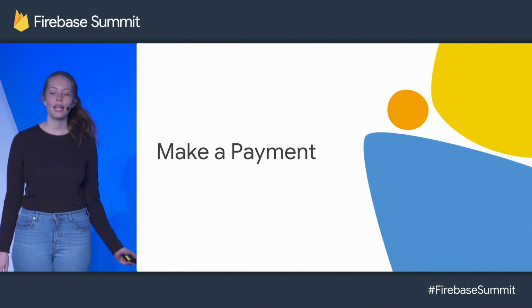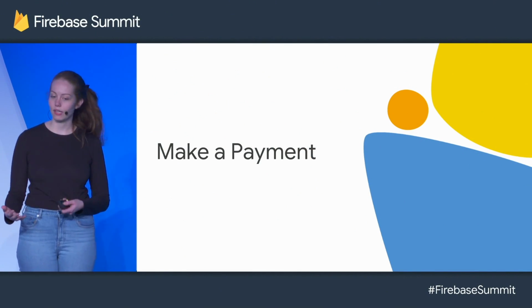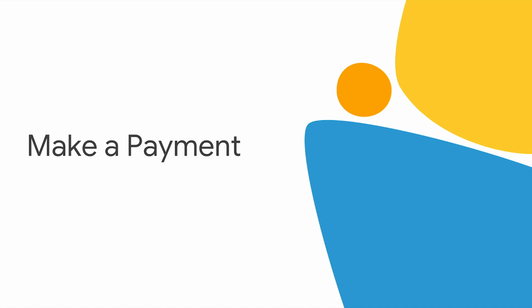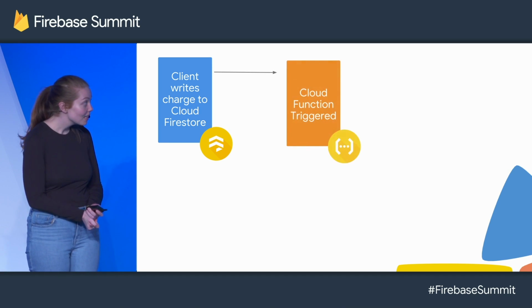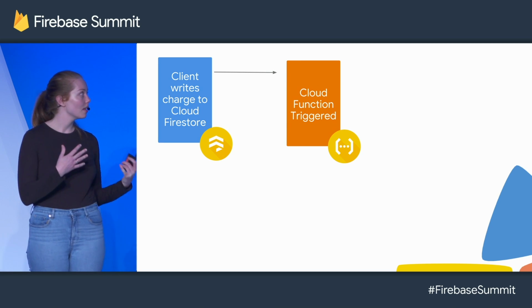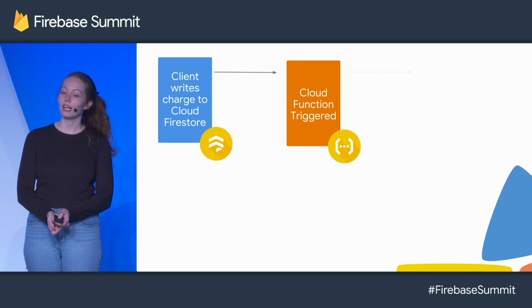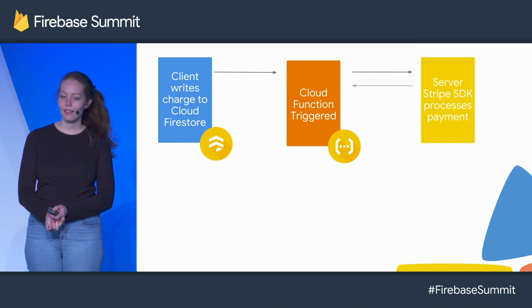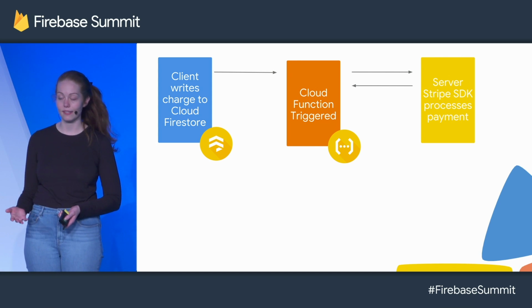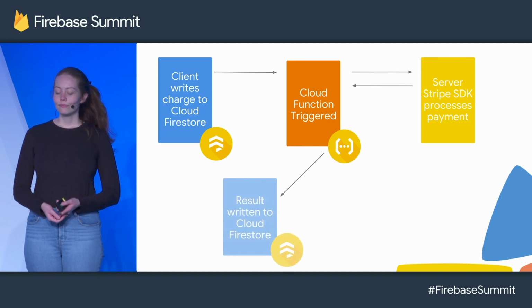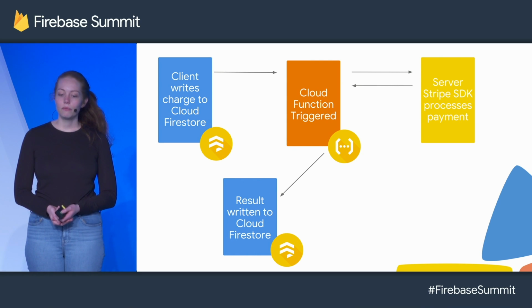So now we have our Stripe customer, and we've created a source, so a way for them to pay. The next step in the process is to actually make the payment. So in Cloud Firestore, we ask for the payment to be made. And once the payment is requested, we trigger a Cloud Function. Then, once we have the Cloud Function, we talk to the Stripe SDK to actually process the payment. Once we get the data back, we write the result to Cloud Firestore.